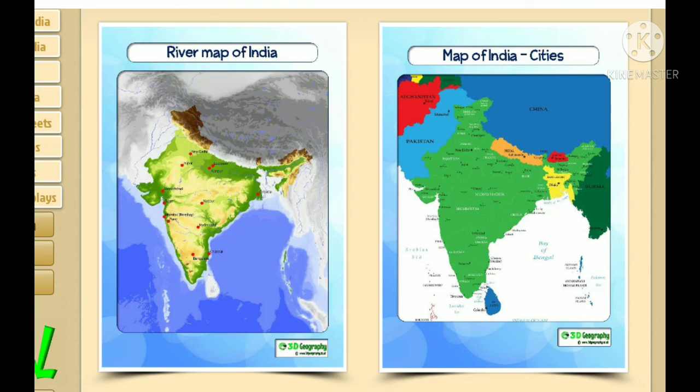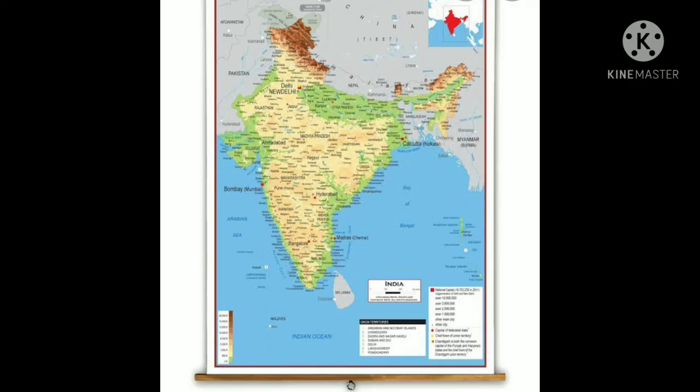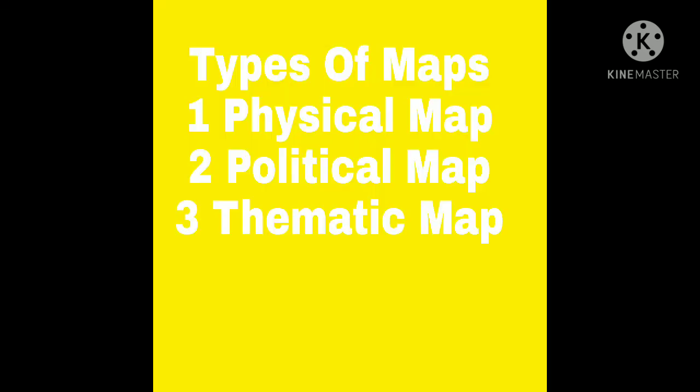Maps give us more specific and detailed information as compared to a globe. You can see different types of maps here: political map, physical map. Different types of maps you can see in this picture. So we will read about it. Now come on to the types of maps. There are three types of maps: physical map, political map, and thematic map.